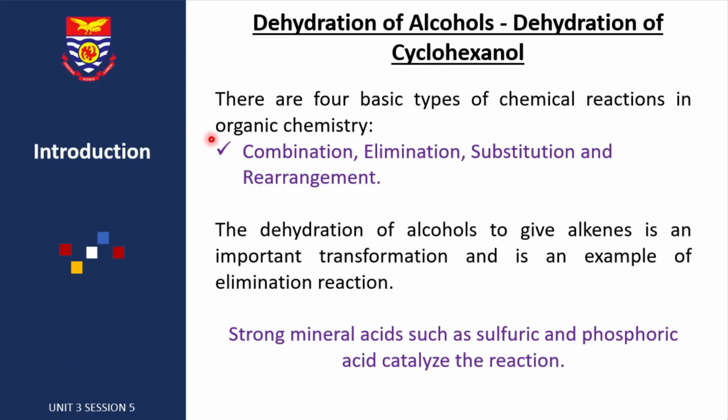Okay, so there are basically about four chemical reactions in organic chemistry. We have the combination, the elimination, the substitution, and then the rearrangement. And the dehydration of alcohols to form alkenes is a typical example of an elimination reaction. The common catalysts that can be used are strong mineral acids such as sulfuric acid and then phosphoric acid.